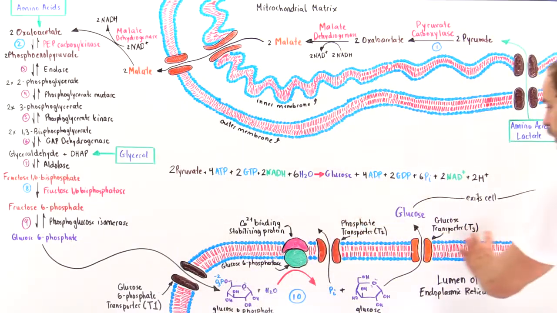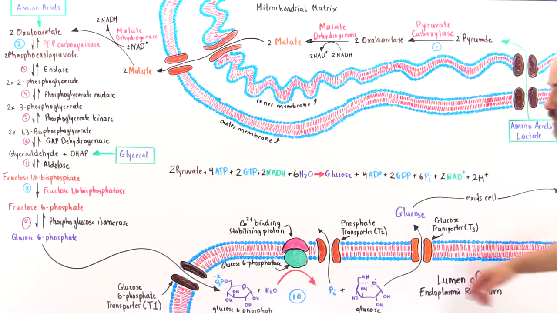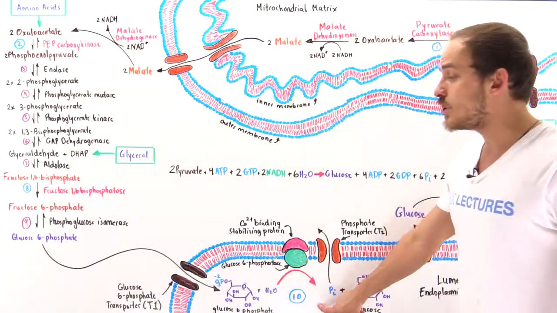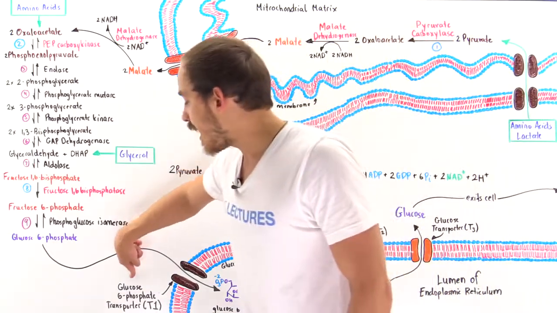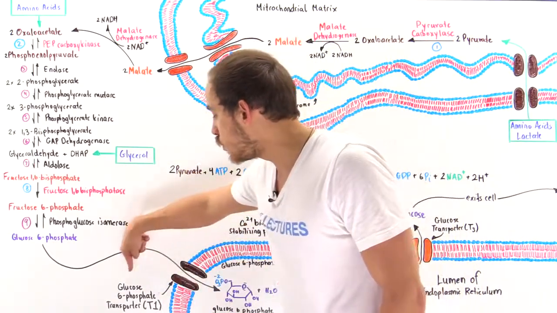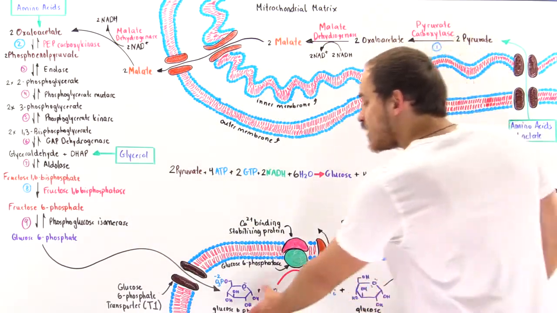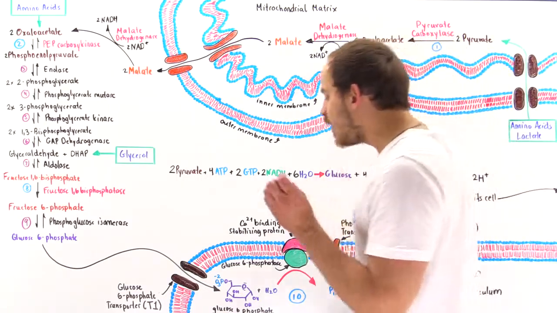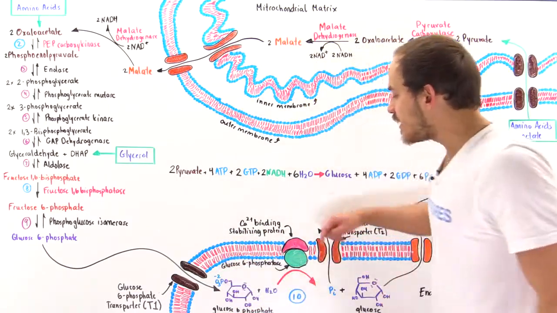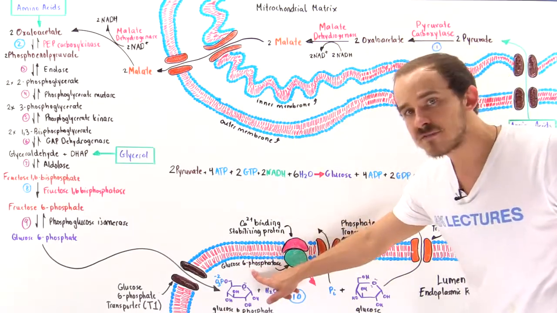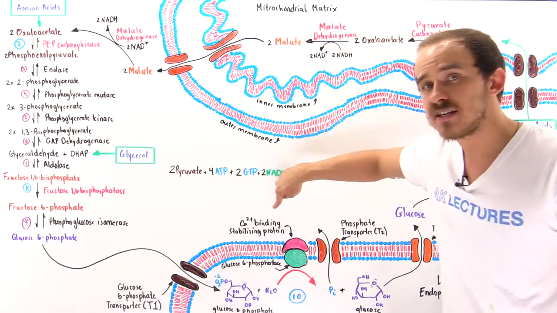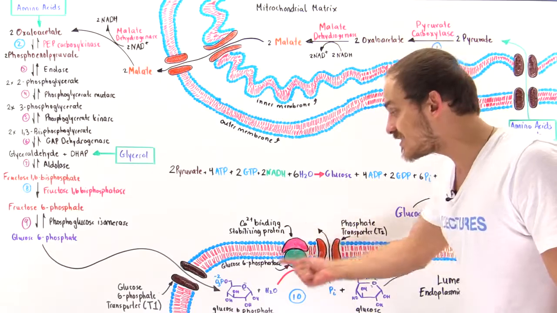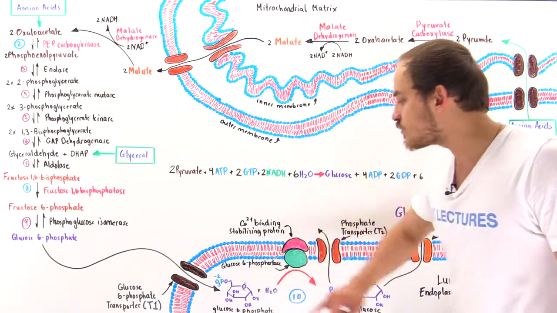So we have the ER membrane shown here and the lumen of the ER. And in liver cells or kidney cells, the glucose 6-phosphate moves into the lumen of the ER via a special type of membrane protein called T1, the glucose 6-phosphate transporter. Once that glucose 6-phosphate is inside the lumen, we have the hydrolysis of this ester bond by the activity of glucose 6-phosphatase. A protein known as calcium binding stabilizing protein, shown in pink, assists the glucose 6-phosphate in this hydrolysis process.